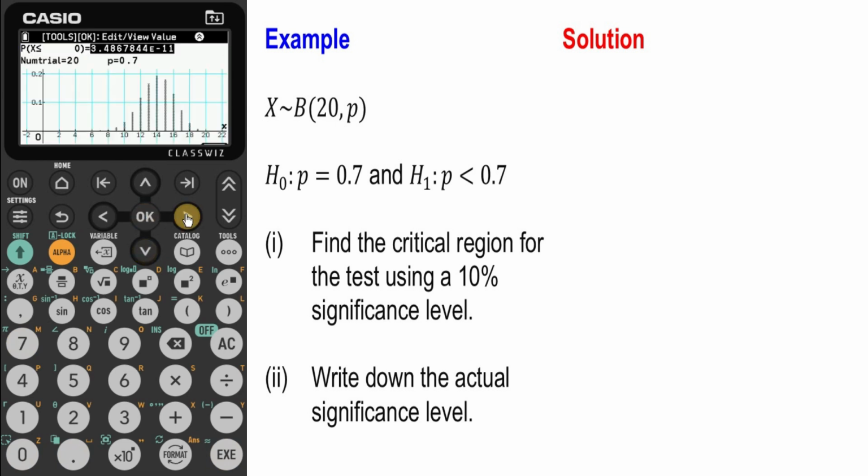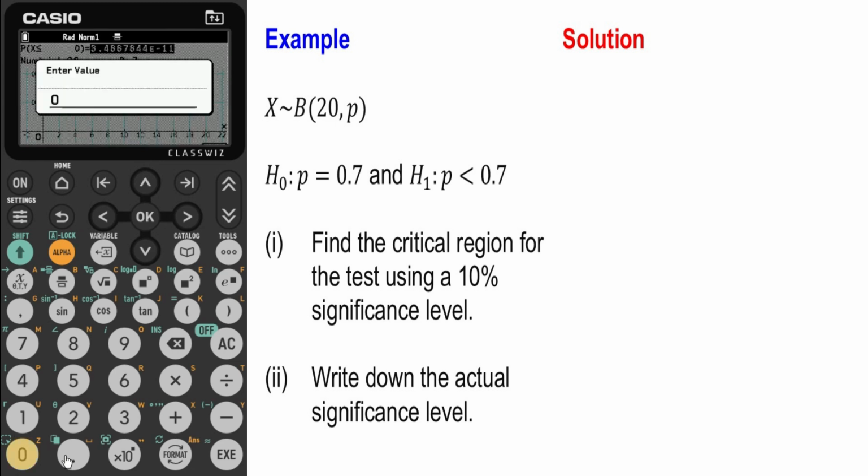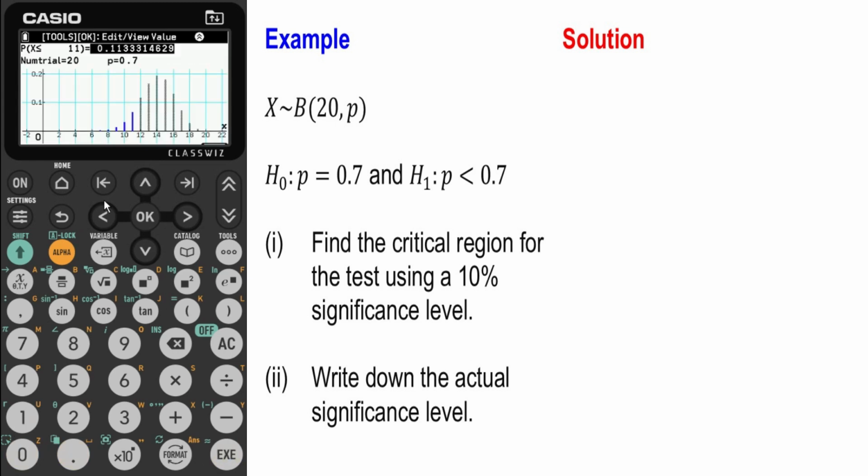Let's execute. Let's change the value here to 10% because we are finding the critical region for the test using a 10% significance level. Now, what the calculator does is it rounds up the value and gives us where we accept h0. And you can see that is when you have x being 11. So, to be in the region where we reject h0, we have to take one less than this. 1 less than 11 is 10.